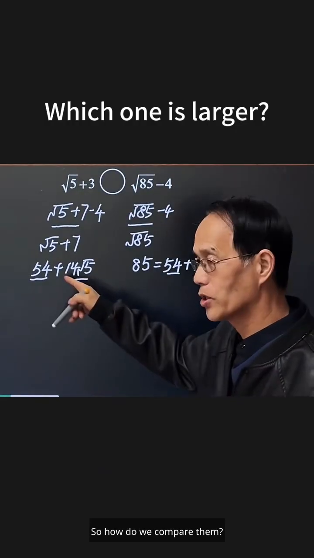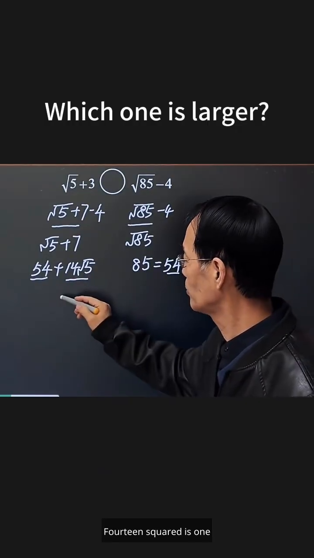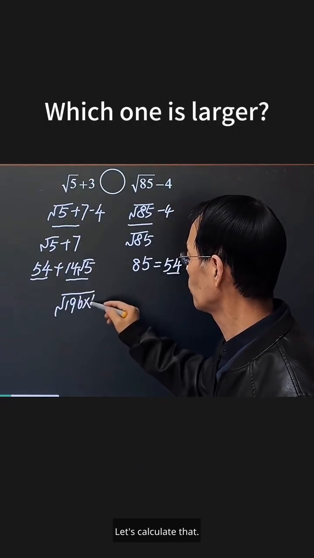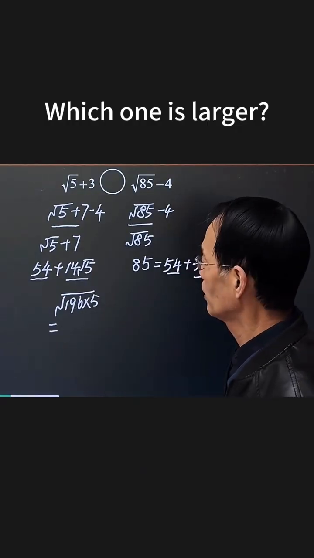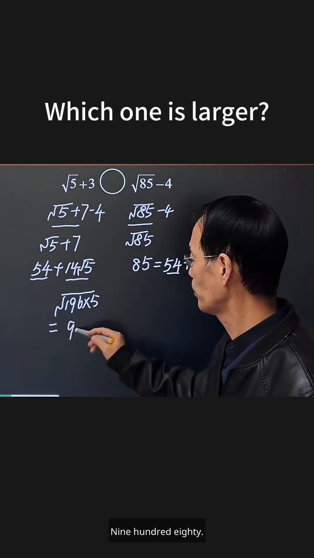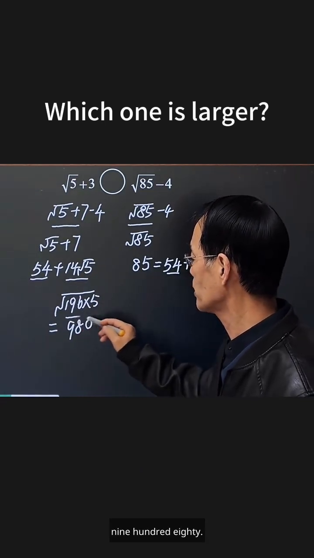So how do we compare them? Let's put them under the square root. 14 squared is 196, so that's 196 times 5. Let's calculate that. It equals 980. Then take the square root of 980.